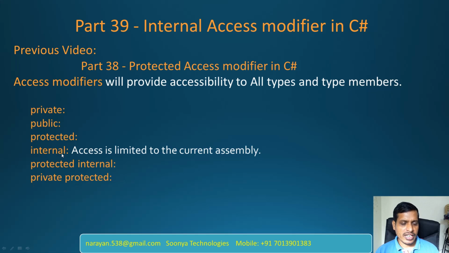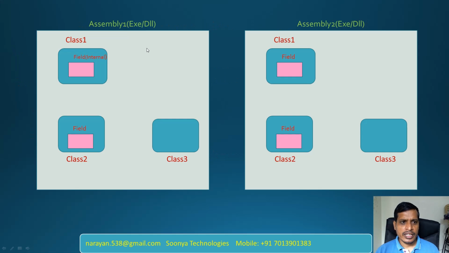We'll discuss internal. If we declare any type and its member as internal, then we can access those things within the assembly only. Here we have two assemblies, assembly 1 and assembly 2. An assembly contains a collection of classes. Here this class contains one field declared as internal. If we declare any member as internal, we can access it anywhere within the assembly. That means within the same class, other classes, or derived classes. But we can't access an internal member outside the assembly, like from another assembly.